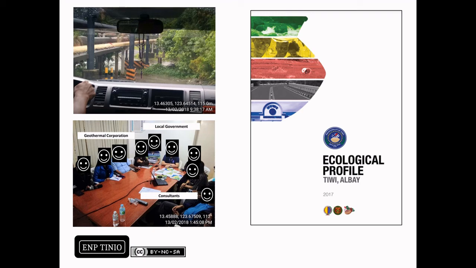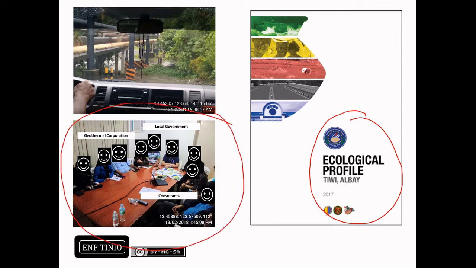In updating the Tiwi CLUP, we use three major information and data sources. First, the ecological profile that was updated in 2017 by students of the Department of Geography. Second, consultations with various stakeholders in workshops and separate meetings. Third, windshield surveys that were conducted because of budget and time constraints.